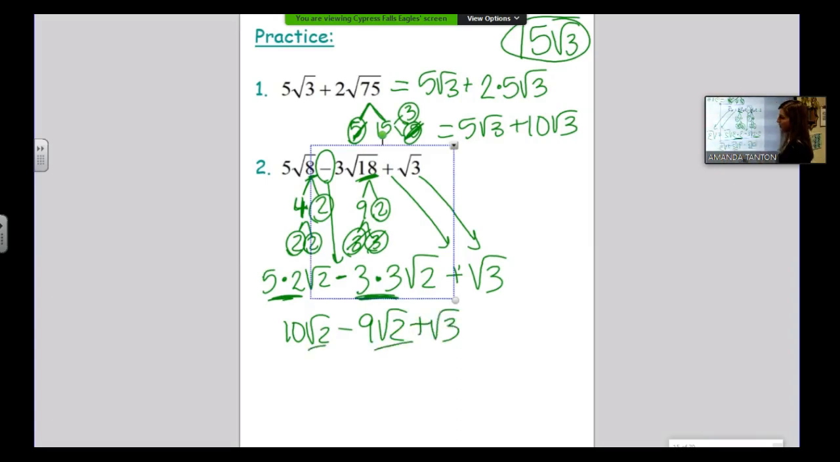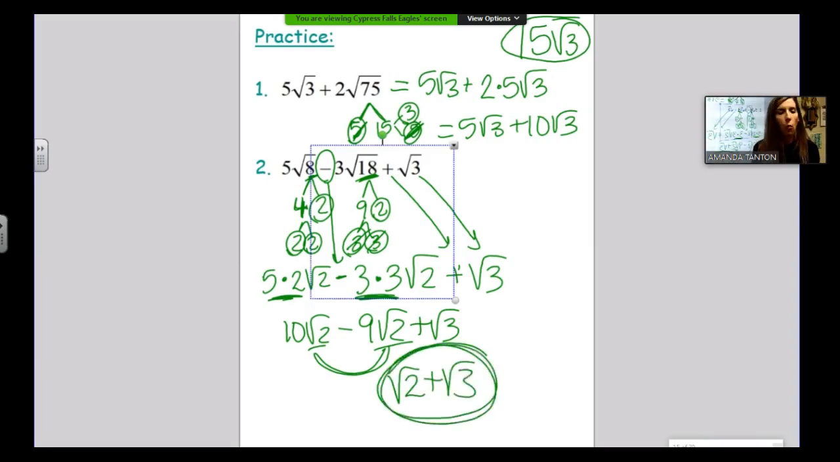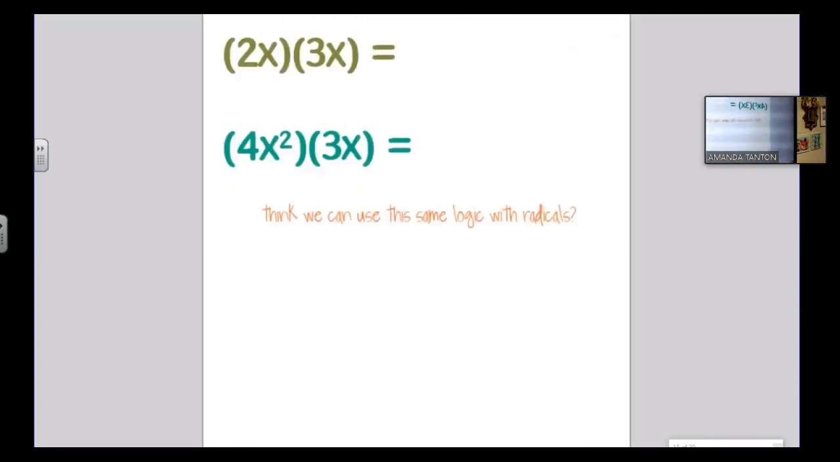2 of these are like terms. The other one is not. So I'm allowed to combine these into one term. What do you get? You get 1 root 2 plus root 3 because we had 10 root 2 minus 9 root 2. So 10 minus 9 is 1. You don't need to write the 1 because 1 is understood. All right, let's move on to multiplying and dividing.